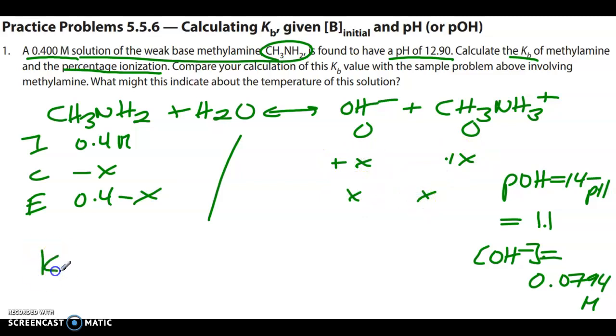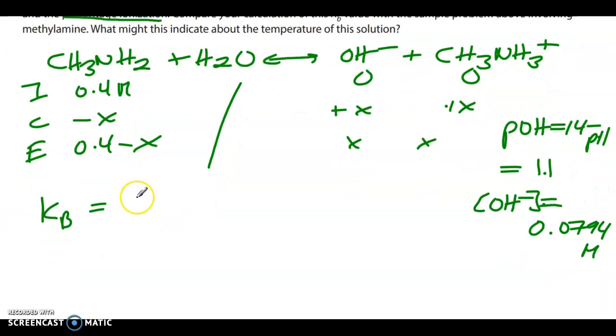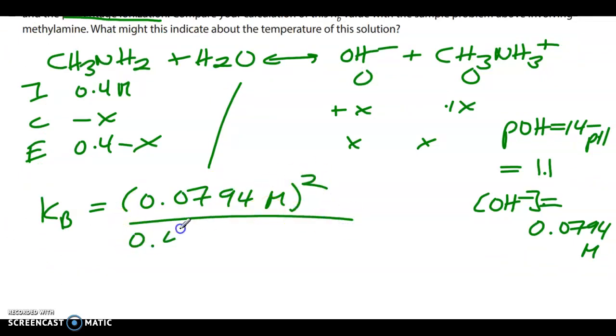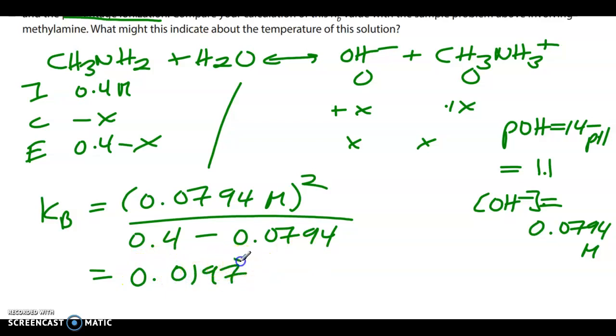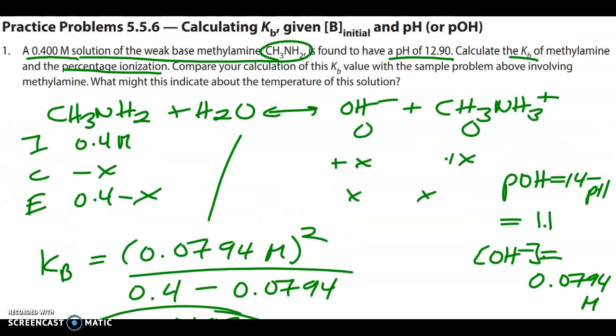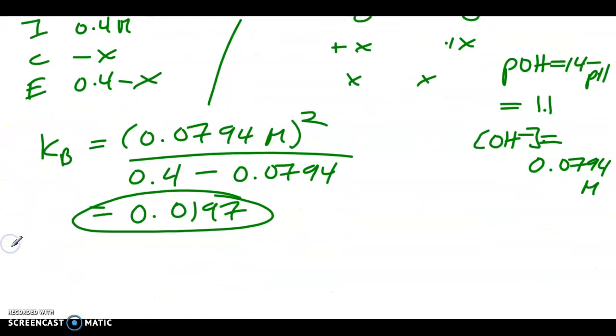Okay, so Kb is equal to x squared over 0.4 minus x, but we know what x is, right? So we can actually just plug this in: 0.0794 moles per liter squared over 0.4 minus that. So our Kb value here ends up being 0.0197, and to 2 sig figs, 0.020.